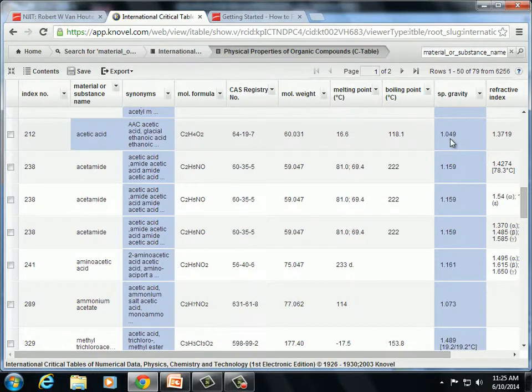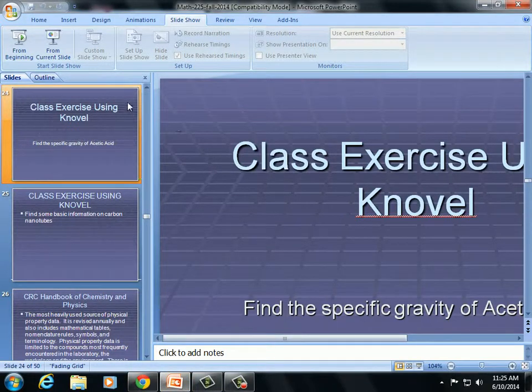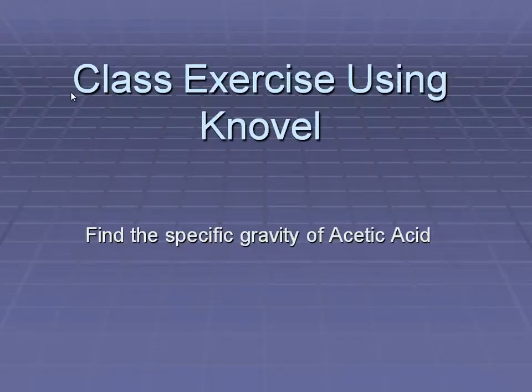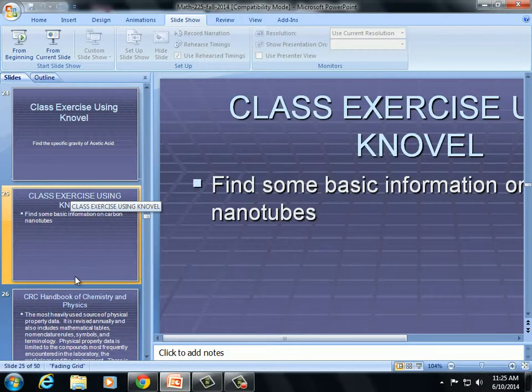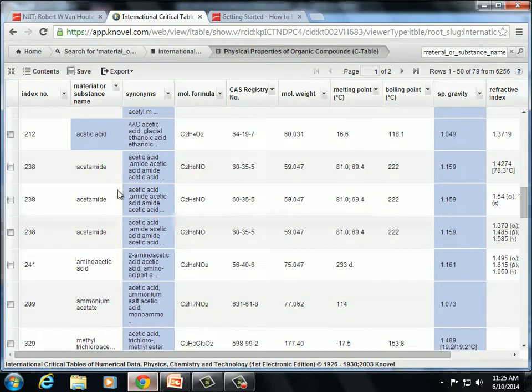Now we're going to go back. I think I have on my PowerPoint another example here: find some basic information on carbon nanotubes. You can certainly find a book in the library on carbon nanotubes. You can find articles, but let's just show you how you can use Novel to find some information on carbon nanotubes. So go back to the database here.